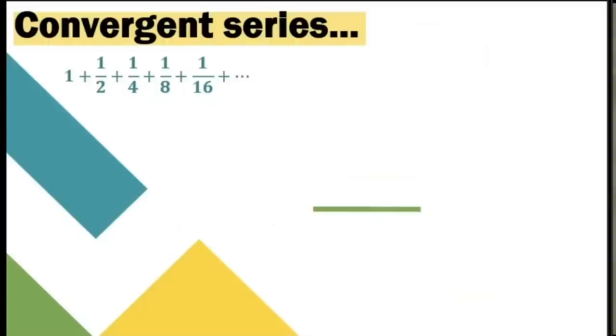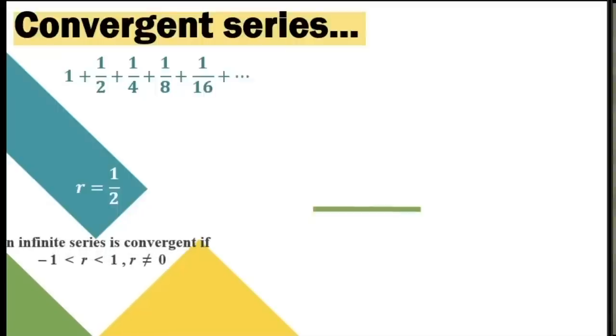So if I look at a convergent series, if I give you the series 1 plus a half plus a quarter, an eighth and a sixteenth, what is my ratio for this series? My ratio for this series is a half. How do I calculate the ratio again? I say it's the second term divided by the first. A half divided by 1 is a half. And I can check by saying term 3 divided by term 2, a quarter divided by a half is also a half. This means this is an infinite series.